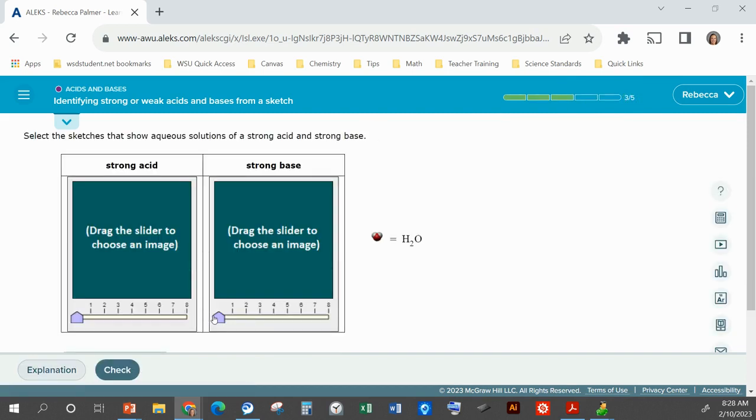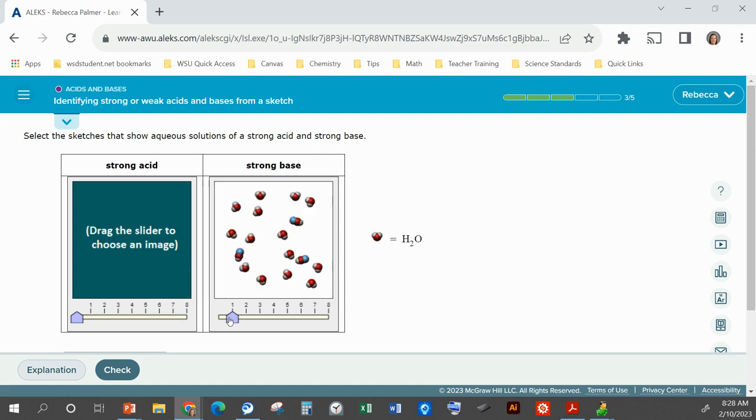Strong base. Okay, so we have something like this, and it completely dissociates, like you said. So we're going to have OH, and we're going to have water. Can you see how this is like our sodium and hydroxide? But none of it's dissociated, so that doesn't work. This one just has more sodium hydroxide, but not dissociated.